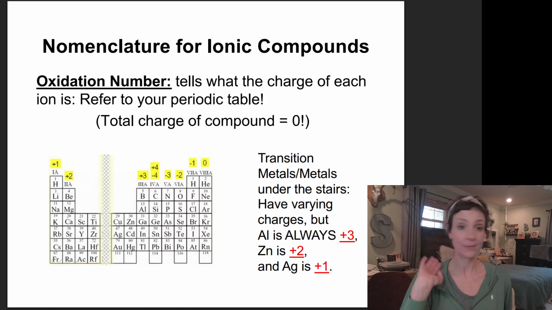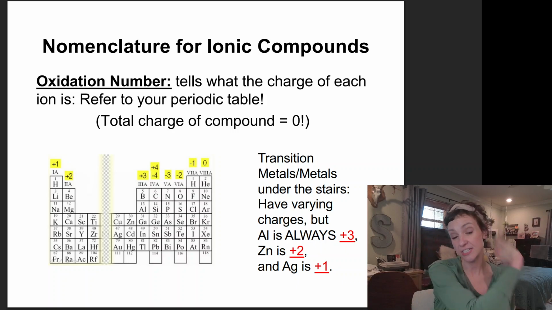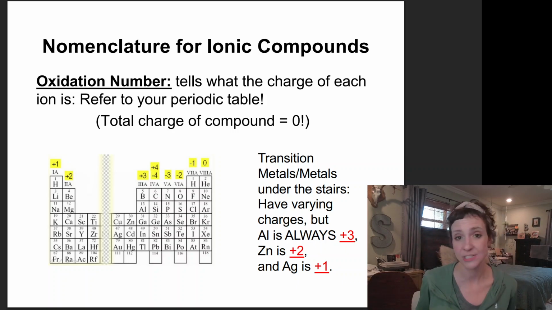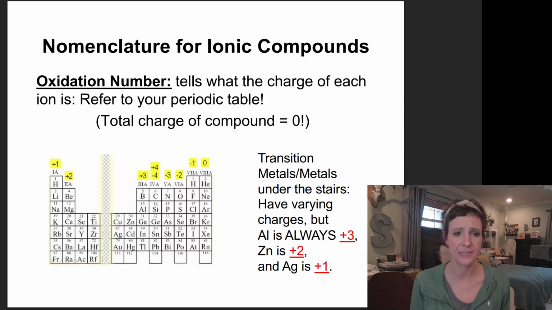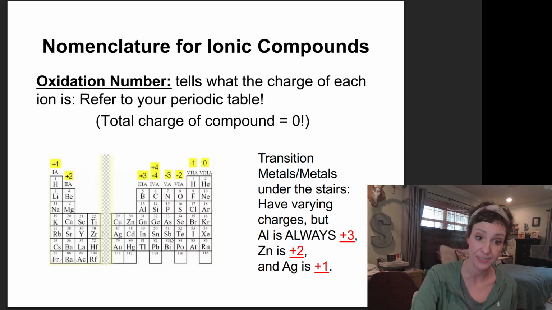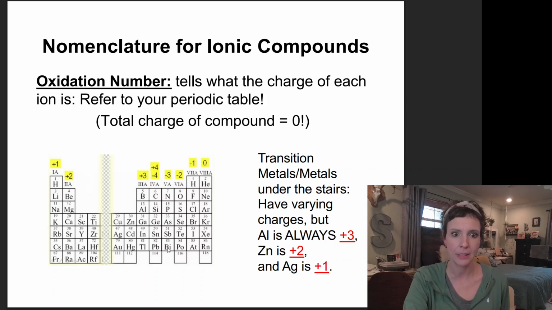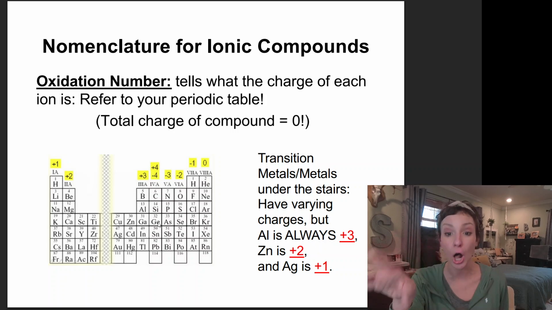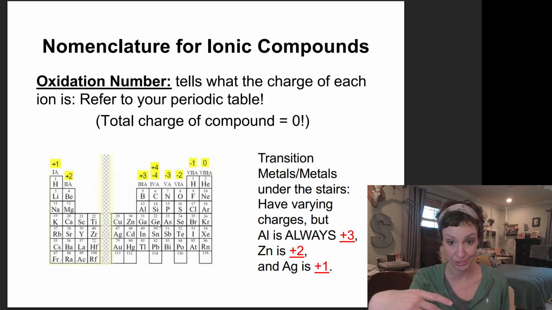Now, oxidation number, oxidation number, oxidation number. It tells you what the charge is of each one of your ions. We got these numbers on our periodic table. Hopefully a lot of them are committed to memory. Main thing is that, y'all, if we are a transition metal or if we are a metal underneath the stairs, not even necessarily in the D block, I'm talking about tin. I'm talking about antimony. I'm talking about arsenic. I'm talking about lead. These guys and the transition block will all have varying charges.